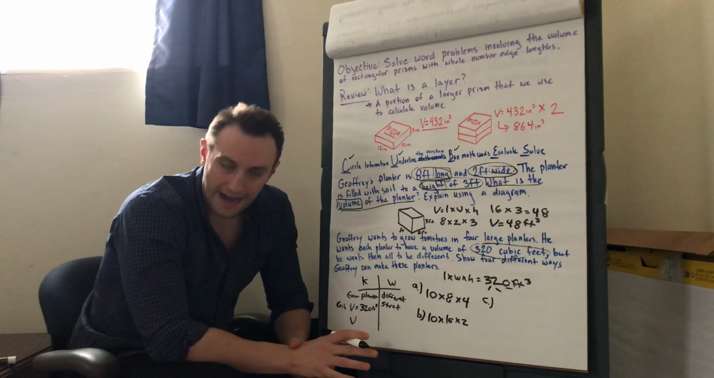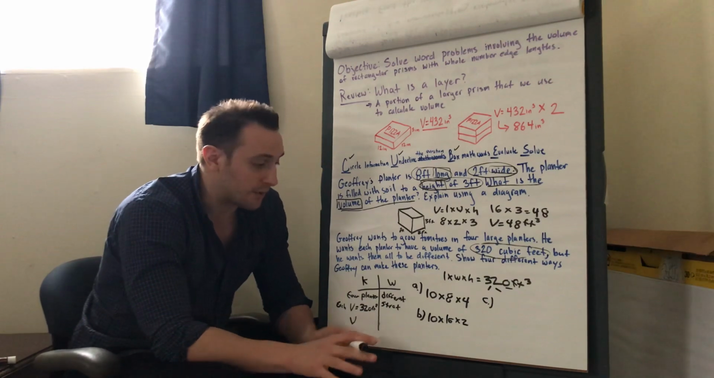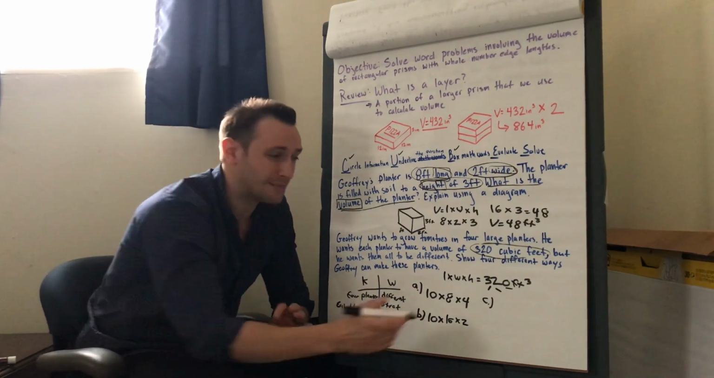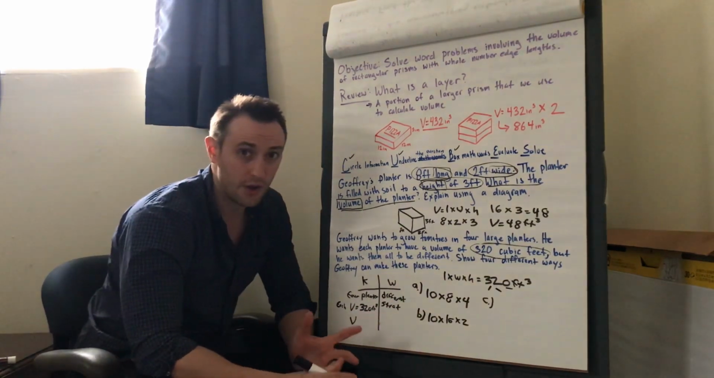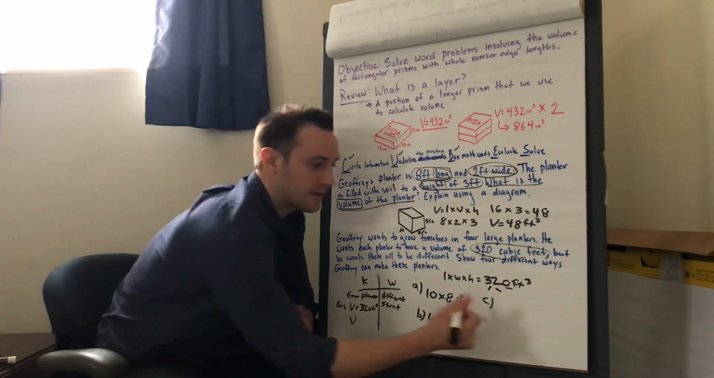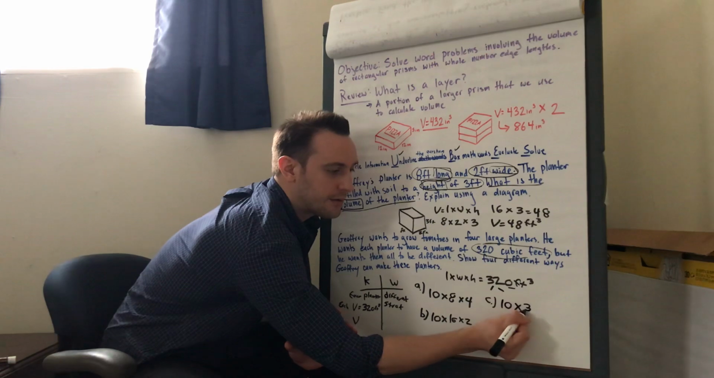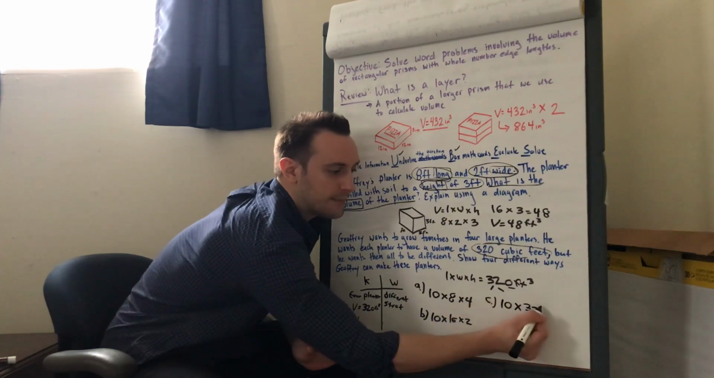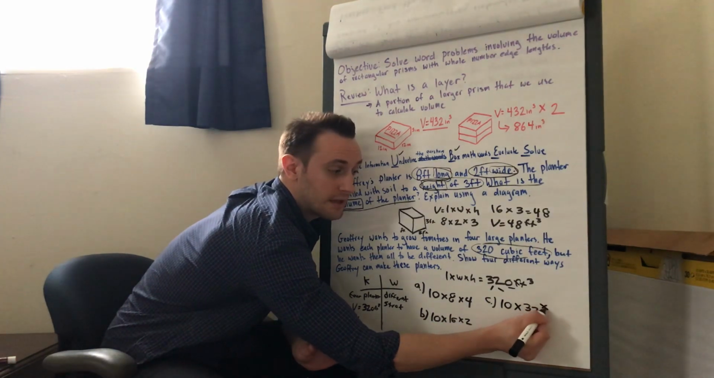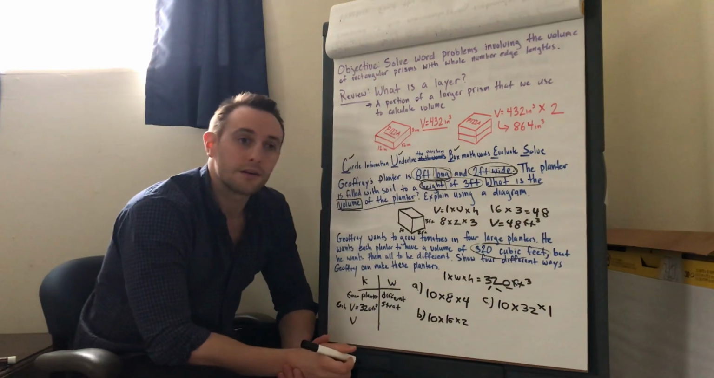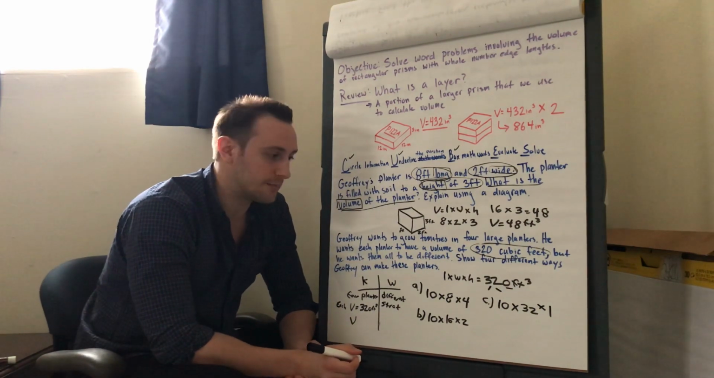For the third one, I'm still going to stick with that number 10. I want to try and use this number 10 as much as possible because it makes my life so much easier when I use factors of 10. Okay, so how about 10 times 32, which will give me 320, but I need that third number, which of course could be 1. Okay, so I have 10 times 32 times 1.